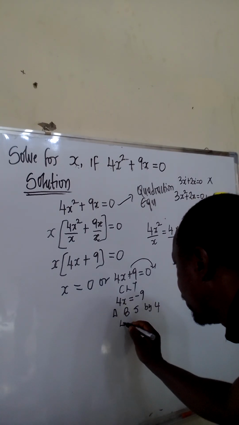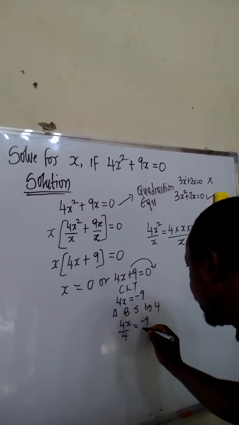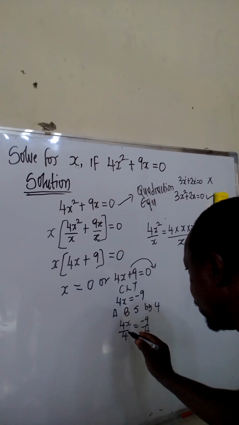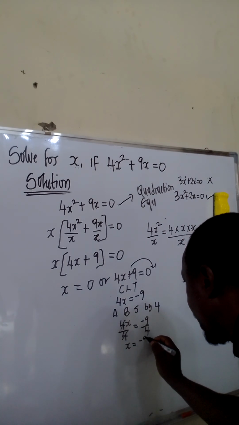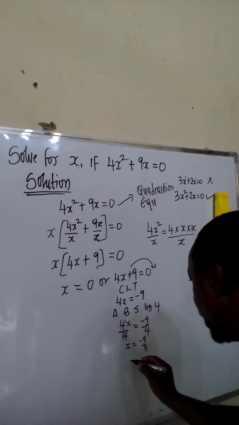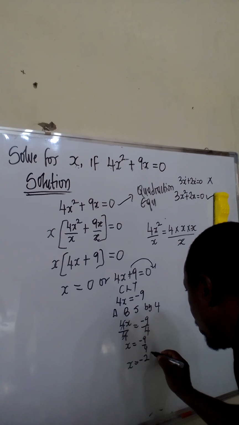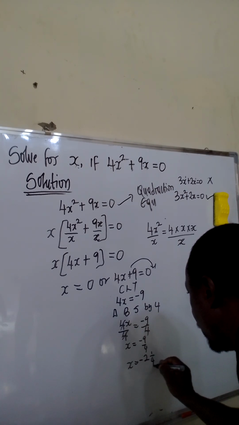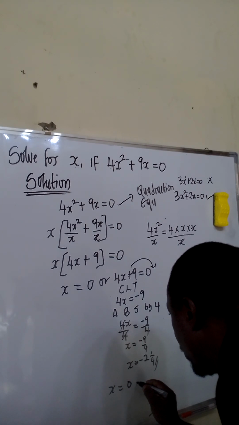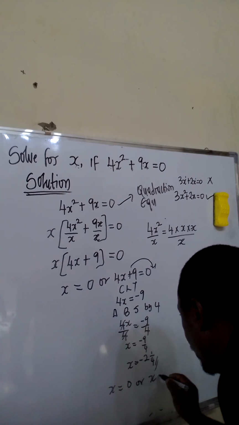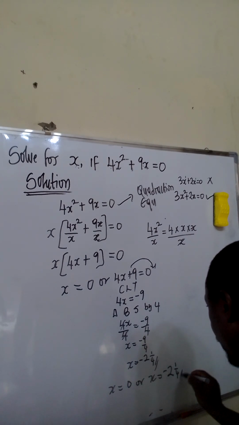This will become 4x divided by 4 equal to minus 9 divided by what? 4. 4 will cancel 4. We'll be left with x equal to minus 9 over 4. Minus 9 over 4 is the same thing as minus 2, 1 over what? 4. So x will be equal to 0, or x will be equal to minus 2 1 over 4.